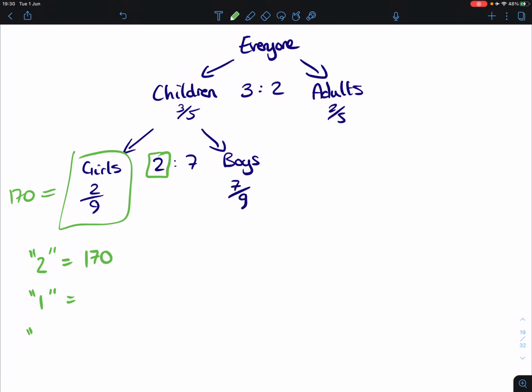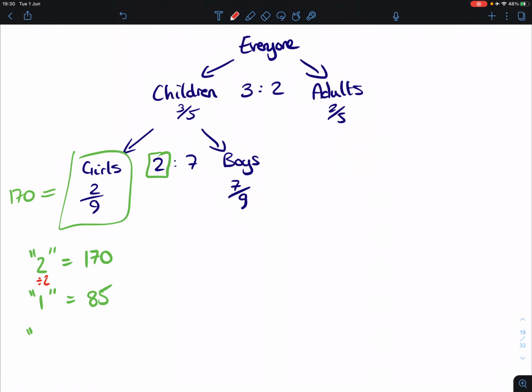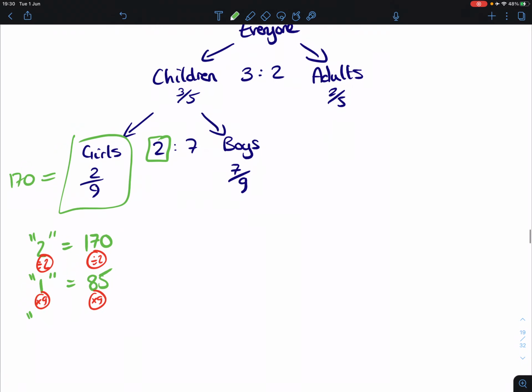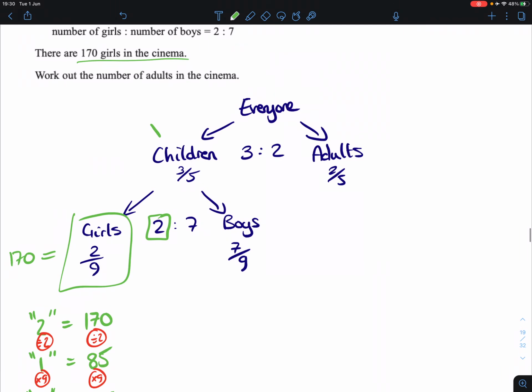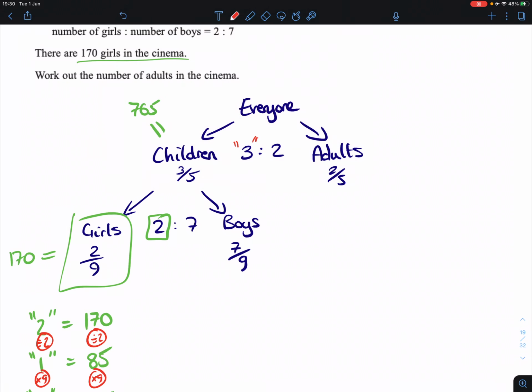So 1 will be half of 170, because if we've got 2, half of that gives you 1. And then if we multiply both sides by 9, that will give us all of the children. That'll give us the 2 and the 7 combined. And if we multiply 85 by 9, we get 765. So that means that there are 765 children. Another way you could say that is that 3 is 765.